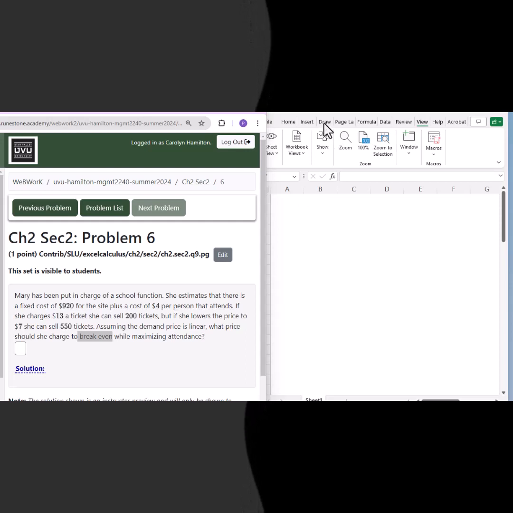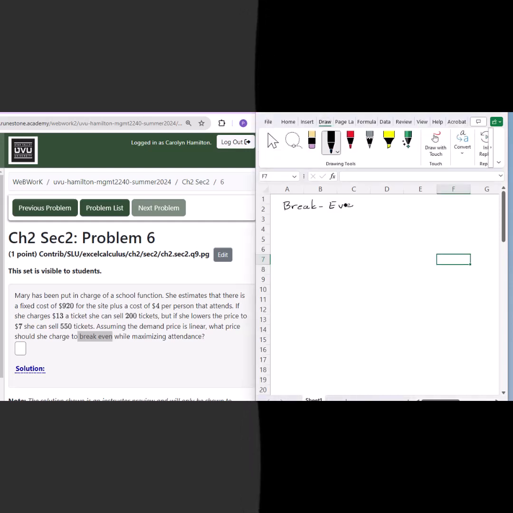Okay, so first of all, break even, we could do two ways. We could say that profit is equal to 0, or we could say that revenue is equal to cost. But either way, we need to build a revenue function and a cost function. Okay, cost, I know that it's $4 per person. That's my variable cost is $4 per person, so times the quantity, plus fixed costs of $920. So I've got the cost function.